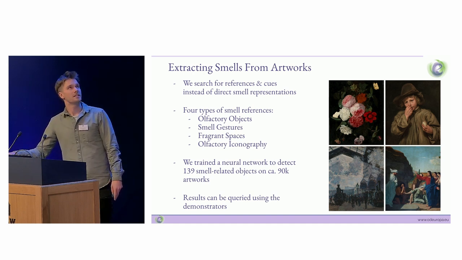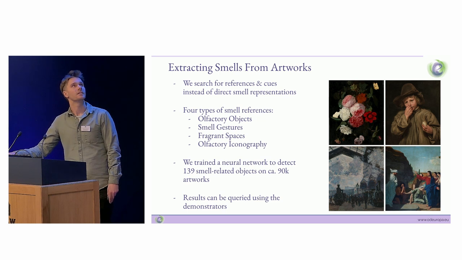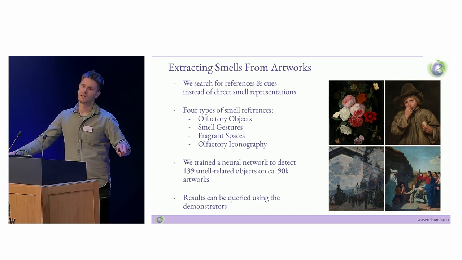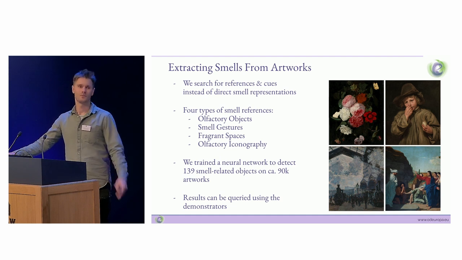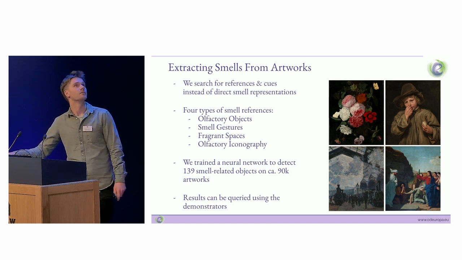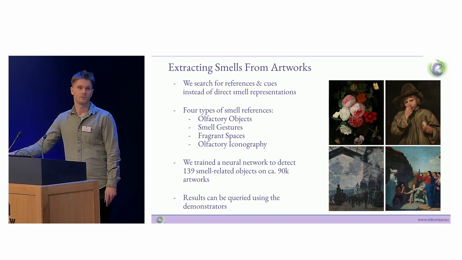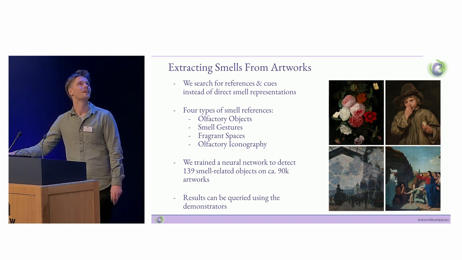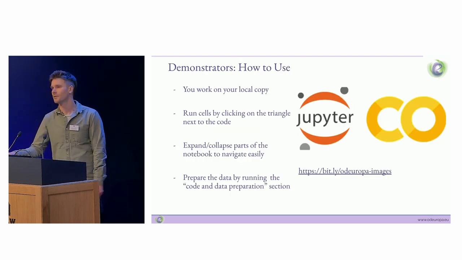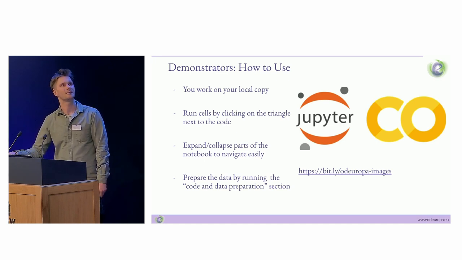But here we will mostly talk about objects, because this was also our main focus during the project. We defined a set of smell-active, smell-related objects, and this has continuously been debated and discussed with all the project partners. In the end, we had these 139 smell-related objects, and we trained neural networks to find them in images that they haven't seen before. So now we have this corpus of roughly 90,000 artworks, and you will be able to see what we found in them using the demonstrators. The demonstrators are Jupyter Notebooks. They are programmed in Python, but it's abstracted, so you don't have to know any coding.